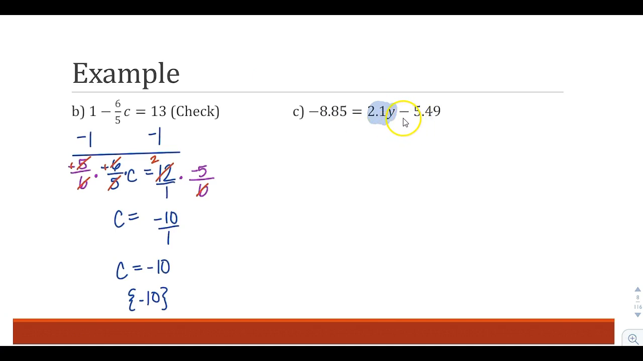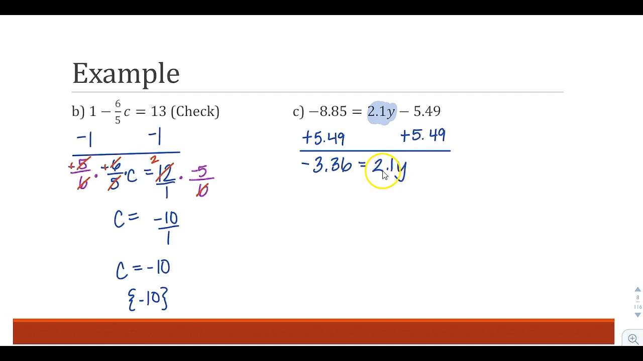So I have subtraction next to this term. I have minus 5.49. So what I'm going to have to do is add the opposite operation, the inverse operation. I'm going to add 5.49 to both sides. So what I'll have here is, well, this is a negative 8 and a positive 5, so 8 is a bigger number. We're going to keep the sign here. So this is going to be a negative 3.36, and then this is equal to 2.1 times y, because the negative and the positive of the same term is going to give us just 0.